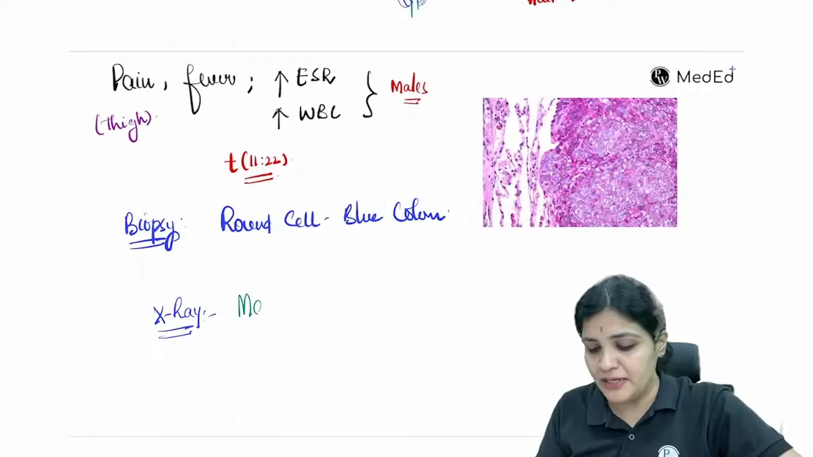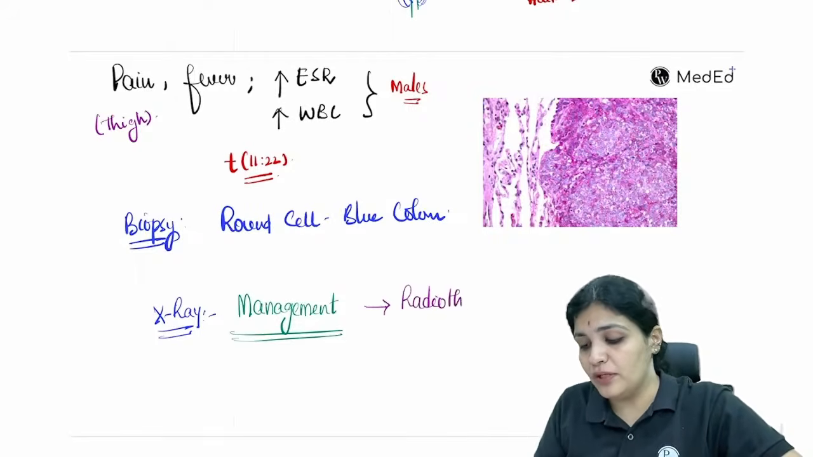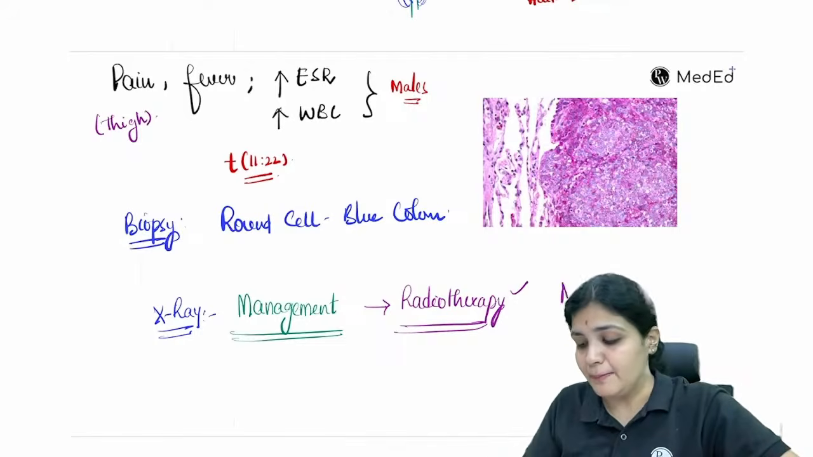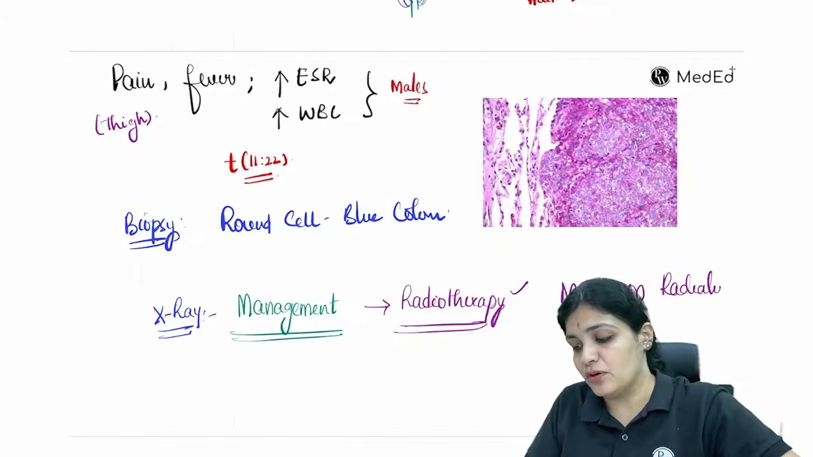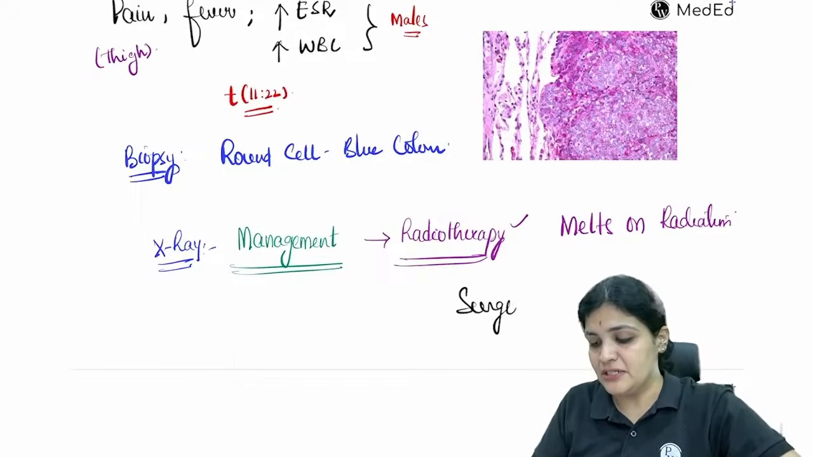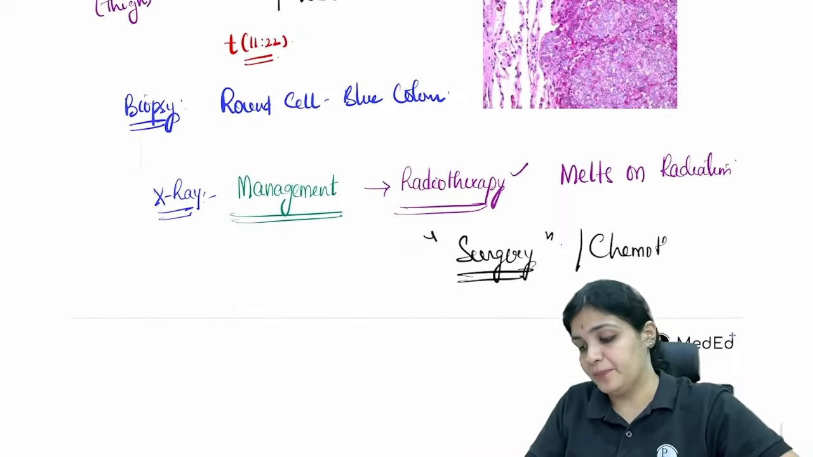So management is, again, you have to remember that this is one of the most notorious tumors, but it is very, very sensitive to radiotherapy. We don't use radiotherapy because radiotherapy-induced osteosarcoma is one of the complications. So usually it melts on radiation, but radiotherapy is not very much useful for it. So we go for surgical excision, right? So we go for surgery, and then we go for chemotherapy.